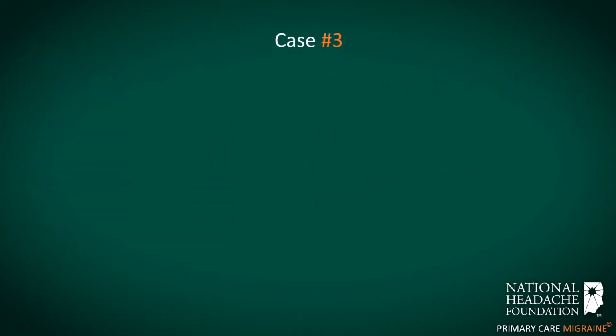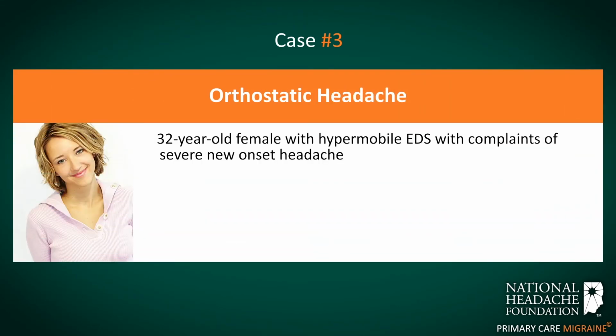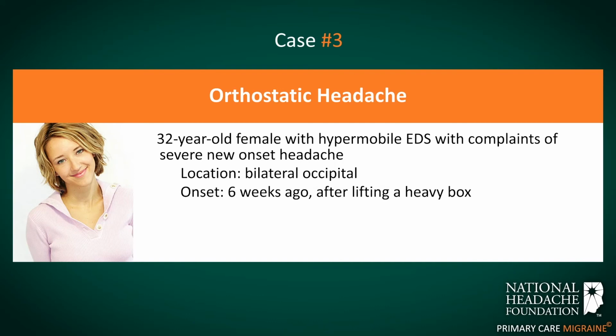Case 3 is one of orthostatic headaches. This is a 32-year-old female with hypermobile EDS who complains of a new onset headache. It is located in the occipital region and occurred 6 weeks ago, immediately after lifting a heavy box. The pain intensity is 8 out of 10. Alleviating factors are laying down. In fact, the only time she gets any relief is when she lays down. She has no neurologic symptom and has a normal physical exam.